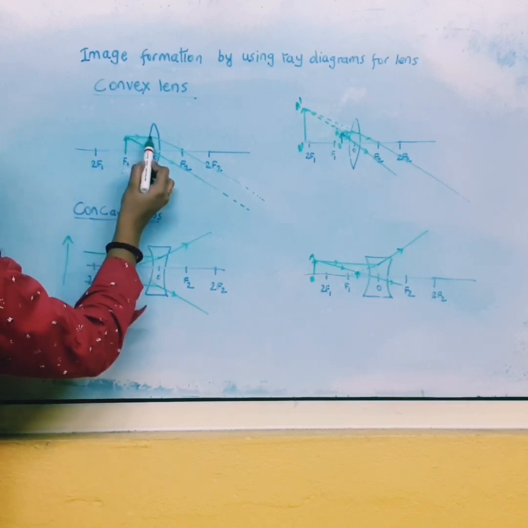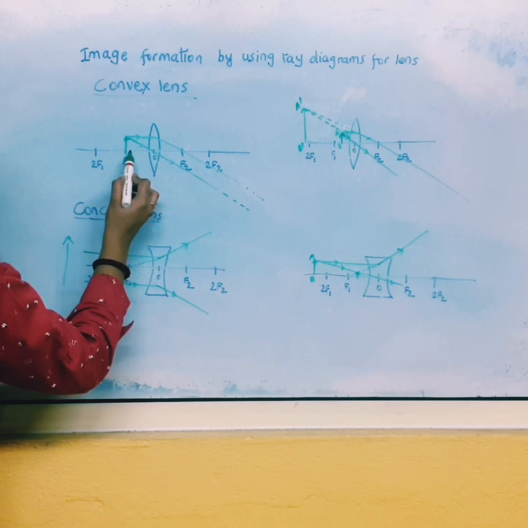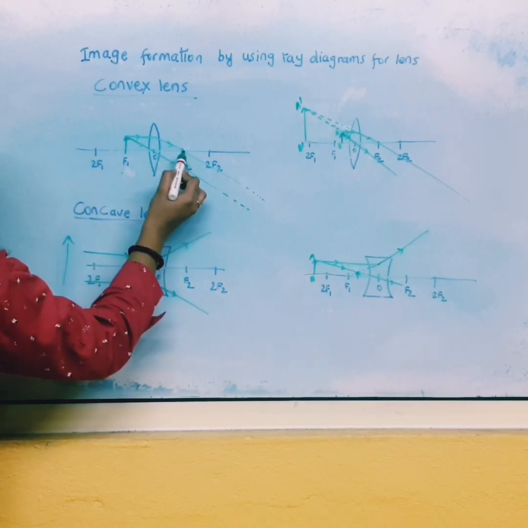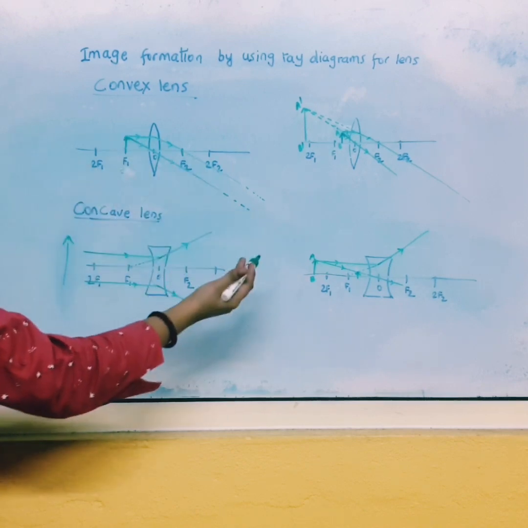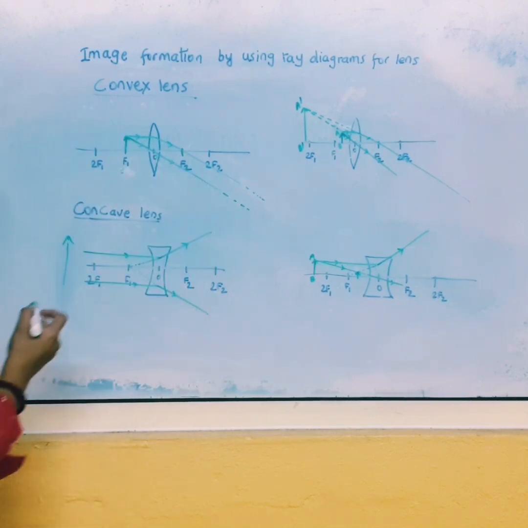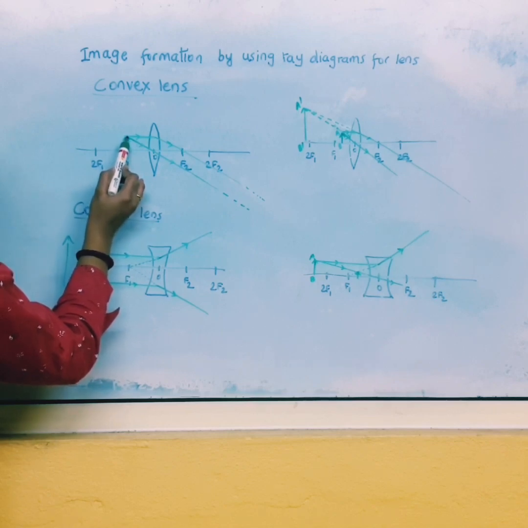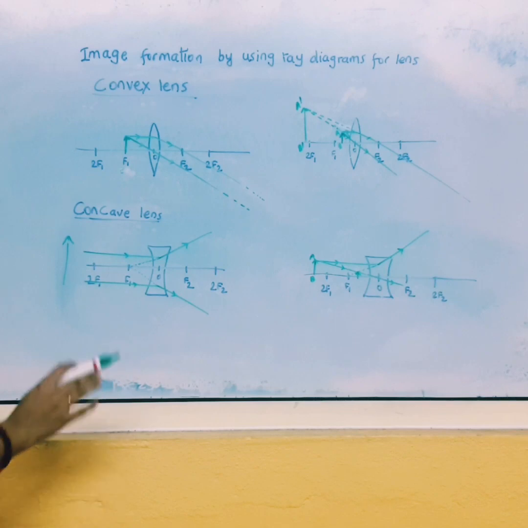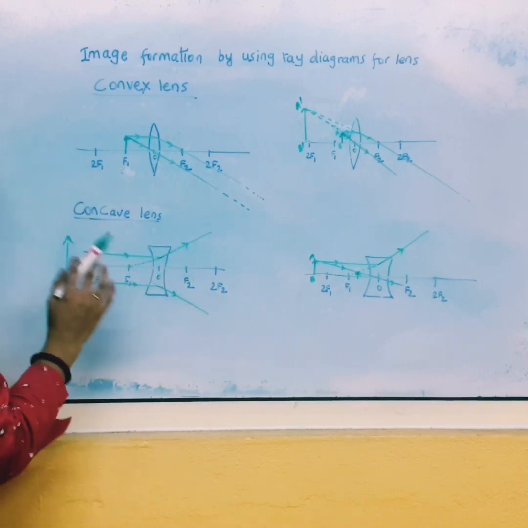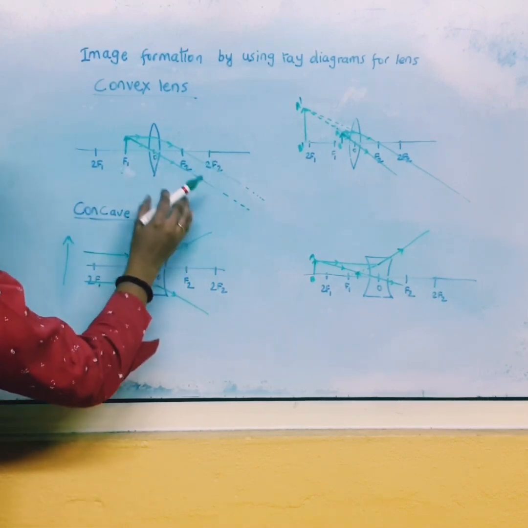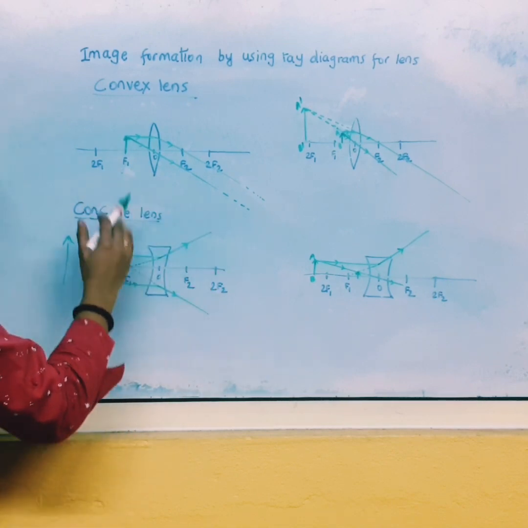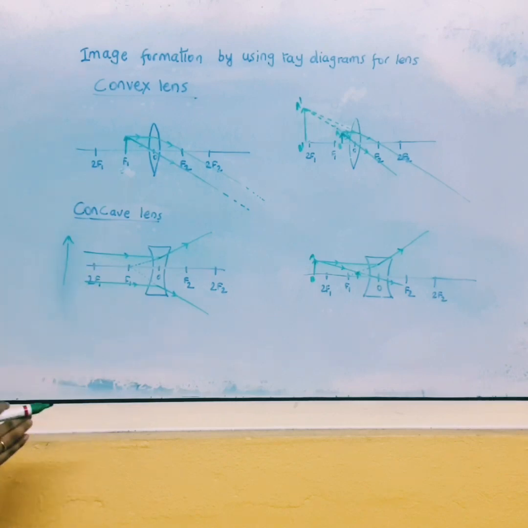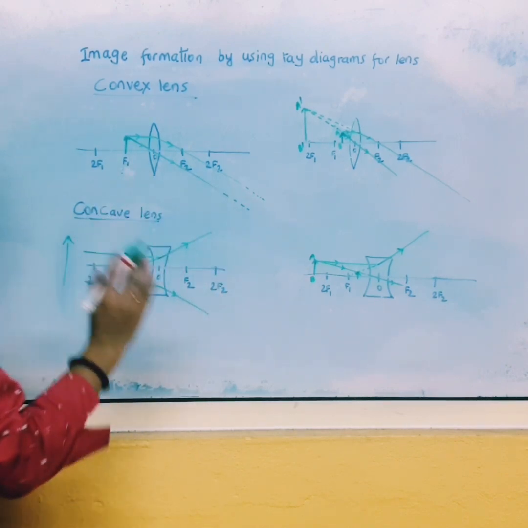The first ray will pass parallel to the principal axis. After refraction, it will meet the principal focus on the other side of the lens. Next ray is passing through the optical center. After refraction, it will emerge without any deviation. Both the refracted rays, they are not meeting anywhere on your page. So the image is formed at infinity.